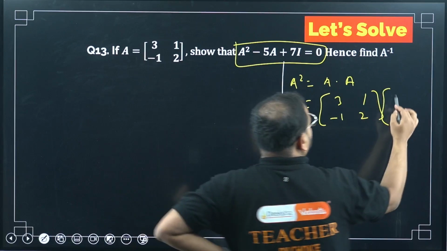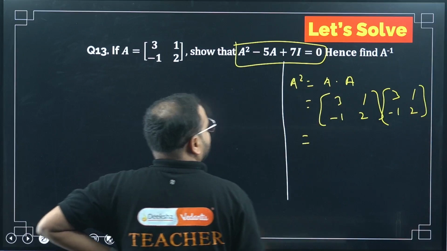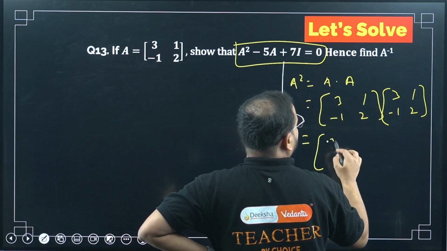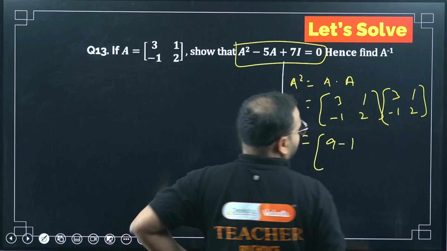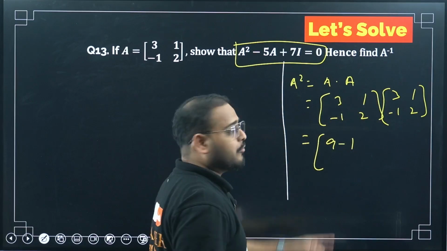Multiply to the same thing. 3, 1, minus 1, 2. Right? Yes. Multiply this now. 3 times 3 is 9. 1 times minus 1 is minus 1. Row 1, column 1. Row with the column. 3 into 3 is 9. 1 into minus 1 is minus 1.